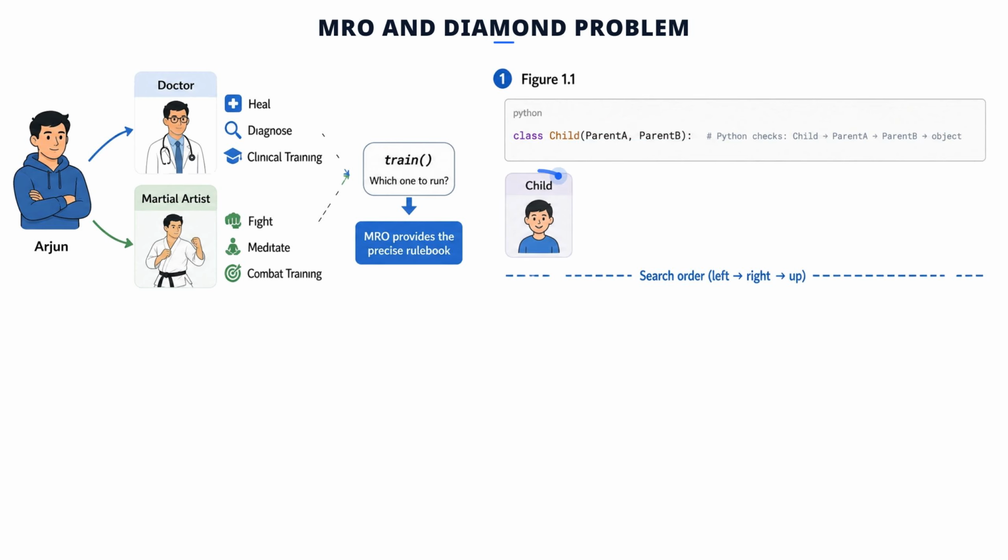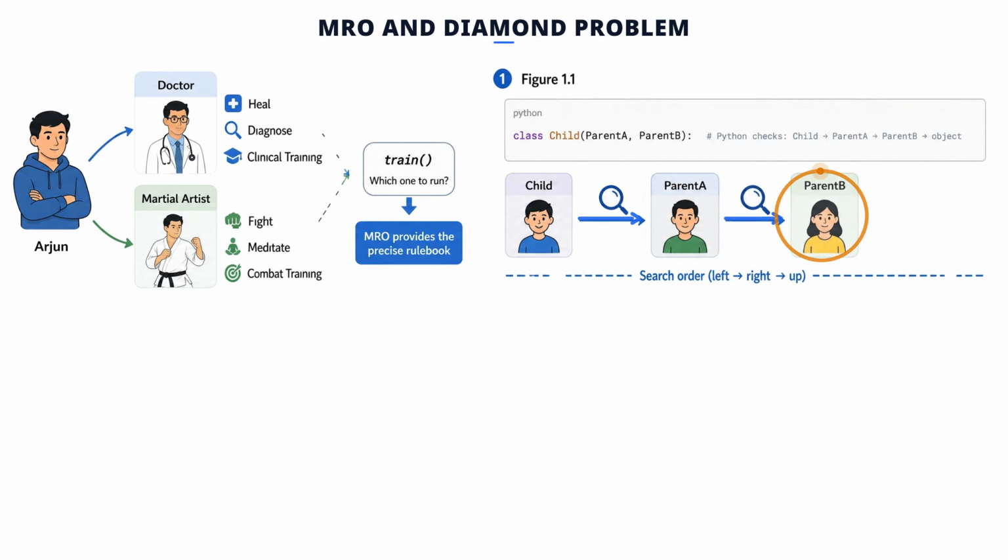First, it looks for a method in the child class itself. If it doesn't find it there, it moves to the first parent listed in the parenthesis, which is parent A. If it's still not found, it moves to the next parent listed, which is parent B. Finally, it moves up to the universal base class object. Down here, there are three key points to remember regarding this process.